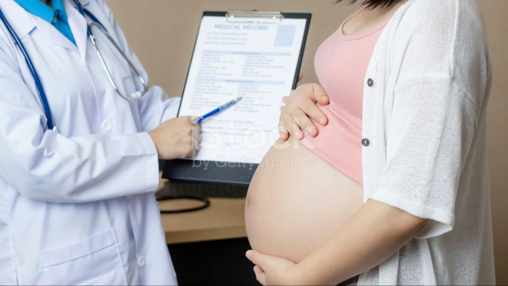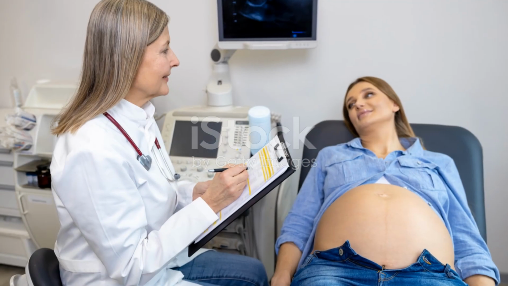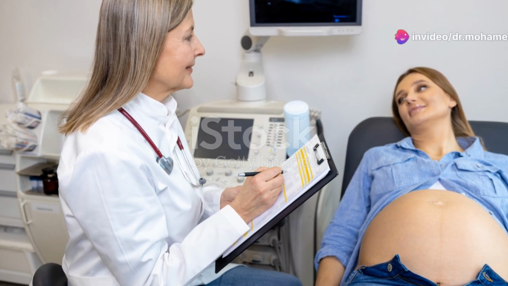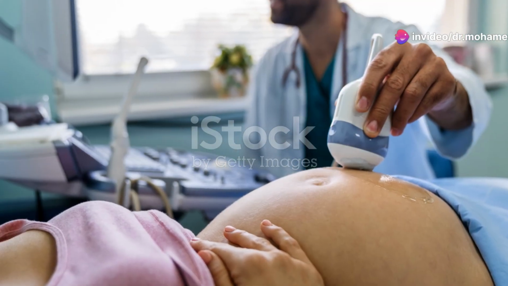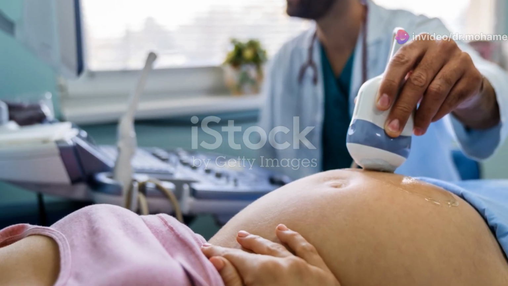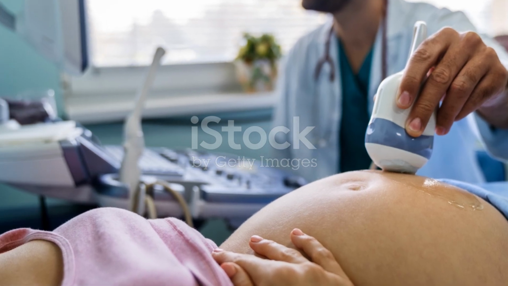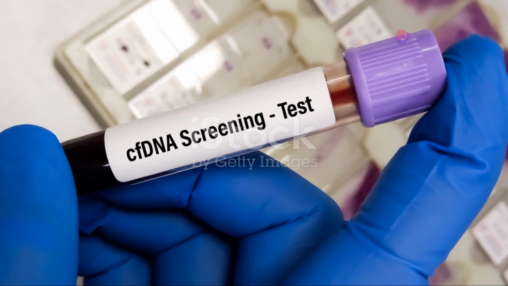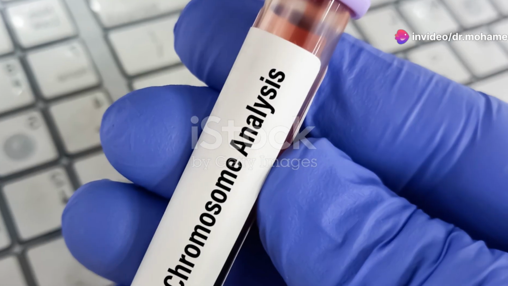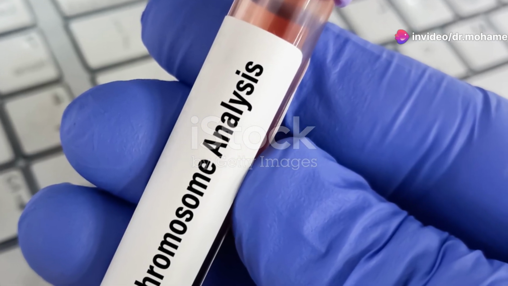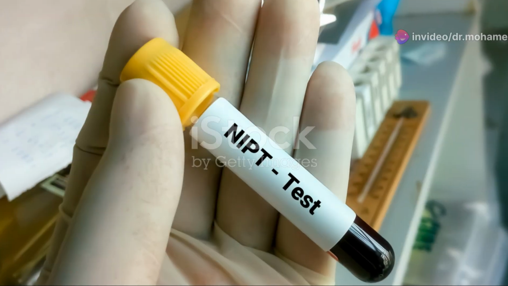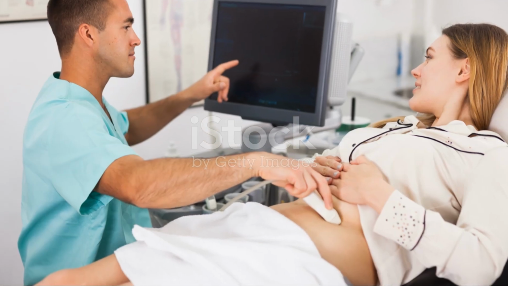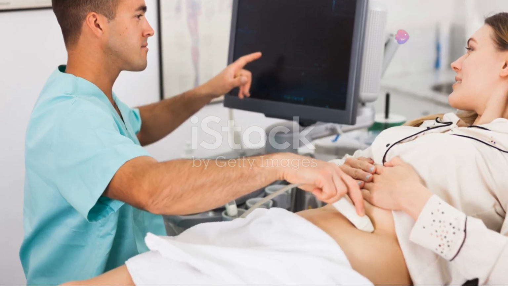Diagnosing chromosomal disorders can occur at various stages of life, from prenatal screening during pregnancy to clinical evaluation after birth. Prenatal screening tests offered during pregnancy assess the risk of a fetus having a chromosomal abnormality. These tests, including blood tests and ultrasound examinations, don't provide a definitive diagnosis but can indicate the need for further testing. Diagnostic tests such as amniocentesis and chorionic villus sampling, or CVS, provide a definitive diagnosis.